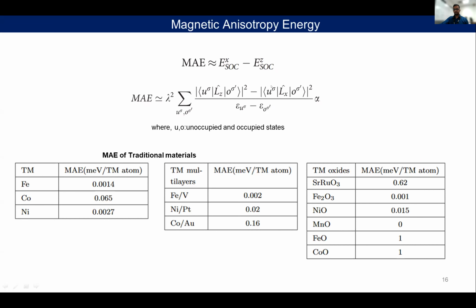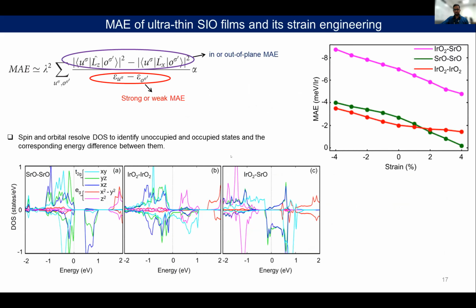But about the magnetic anisotropy energy, as you can see, the transition metal multilayers and transition metal oxides have very little magnetic anisotropy energy. But in this system, we indeed get a very large magnetic anisotropy energy, which is at least 1 to 2 orders higher as compared to the conventional transition metal and transition metal oxide. And the origin of it we explained using second order perturbation theory of spin orbit coupling.